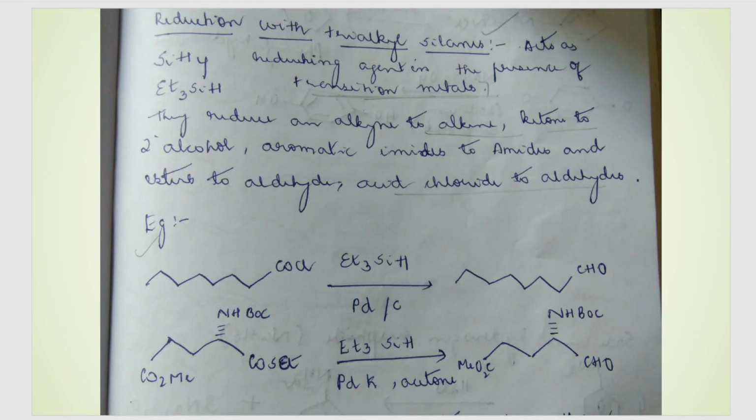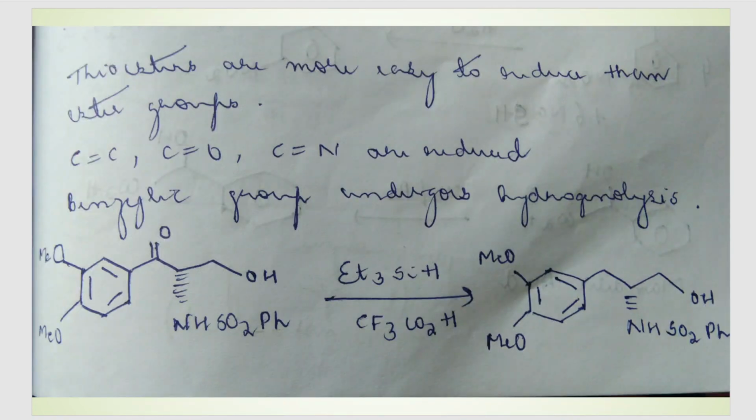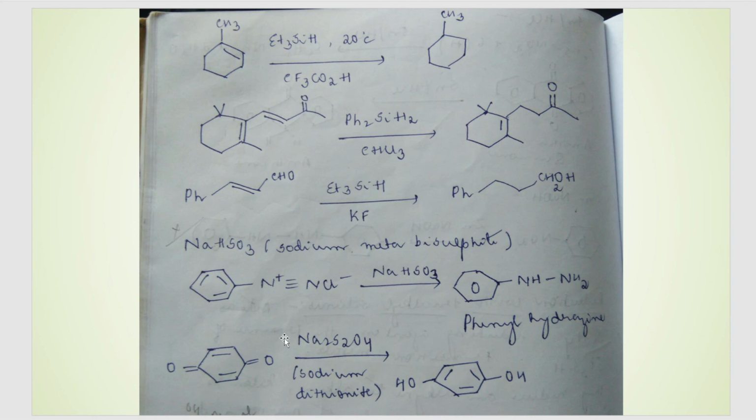One more reducing agent that we can use is trialkylsilane. It can carry out reduction in the presence of transition metals. So they can reduce alkynes to alkenes, ketones to alcohols, aromatic imides to amides, and esters to aldehydes, and acid chlorides to aldehydes. So there are a lot of examples given for this particular reduction. We can also take sodium metabisulfite, which can also convert the nitro group to an NH2 group, and can reduce the ketonic group in the aromatic ring to OH.